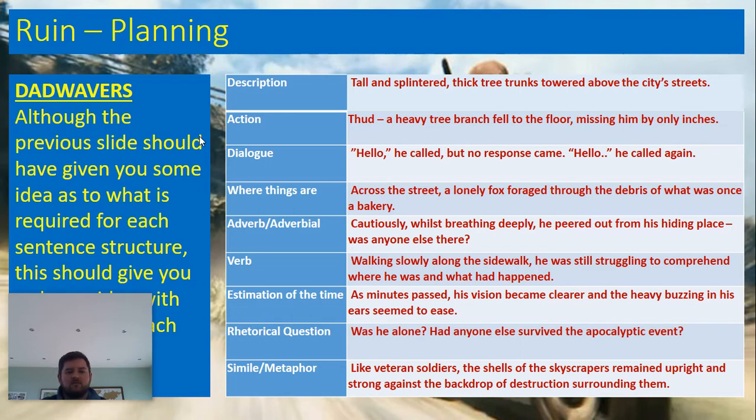Where things are. Across the street, a lonely fox foraged through the debris of what was once a bakery. So all we're doing is just giving some detail to what's around our character, to what's around us in this setting. Across the street. Very simple. It gives us an idea of how far it might be, and it also gives us an idea of where in relation to us and our character.